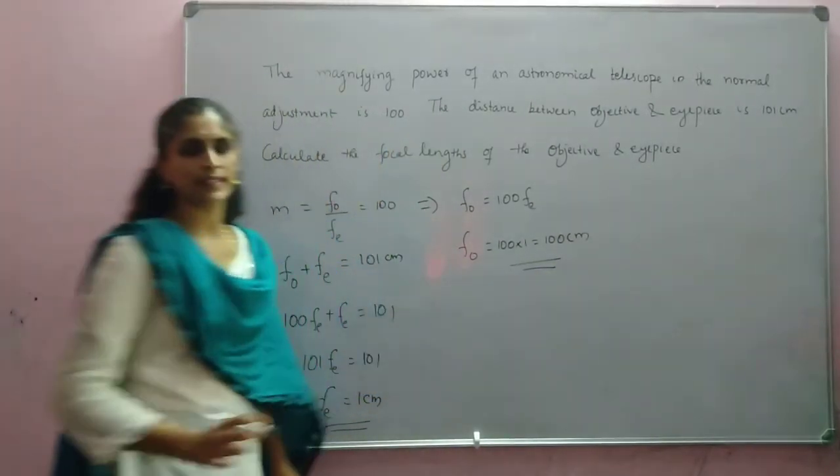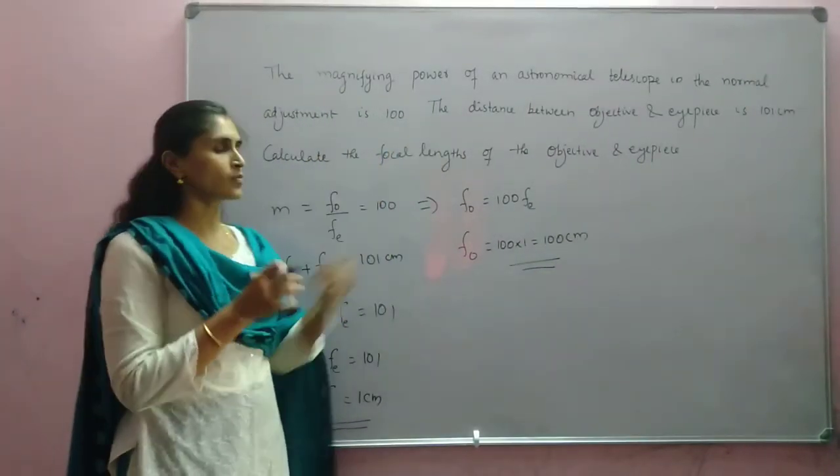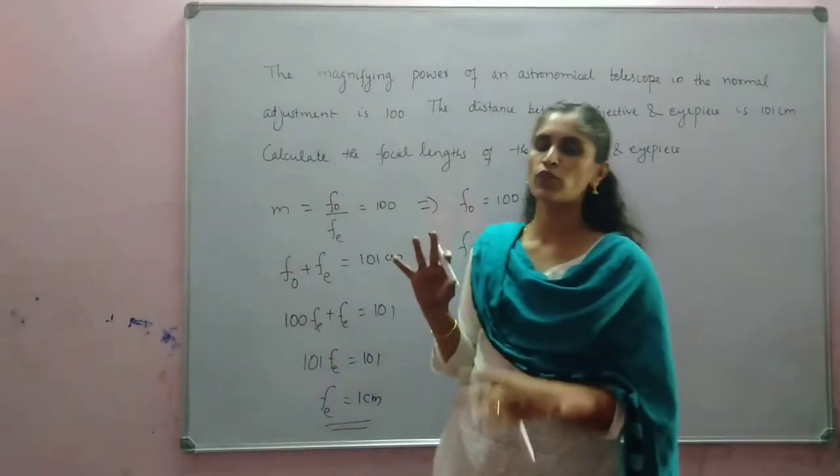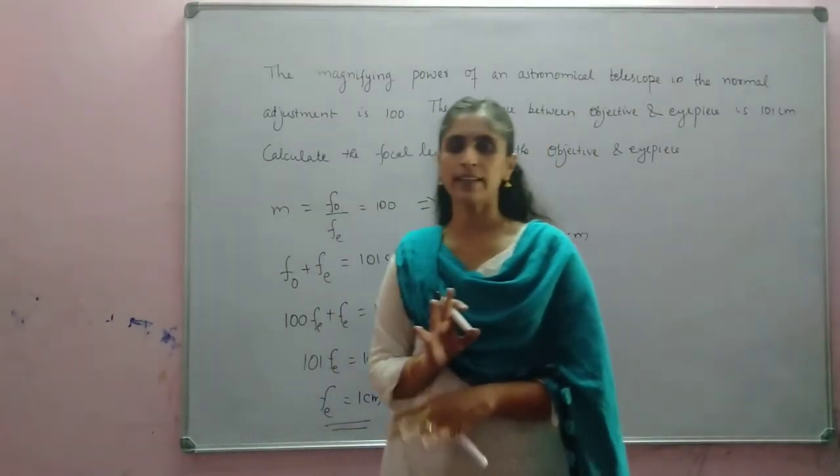Okay, so clear. This is the way of solving. Here it is in normal adjustment position. If it is given the least distance of distinct vision, accordingly you have to use the formula and solve. Is it clear? Okay.